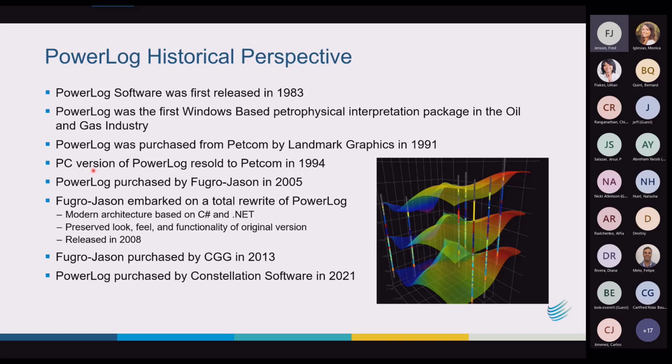And then the PC version of PowerLog was resold to Petcom because Landmark Graphics didn't do a great job of it. We purchased it back from Fugro Jason in 2005. We rewrote it. I joined right after it was finished in about 2010, and then it was purchased by CGG in 2019, and most recently by Constellation Software in 2021.